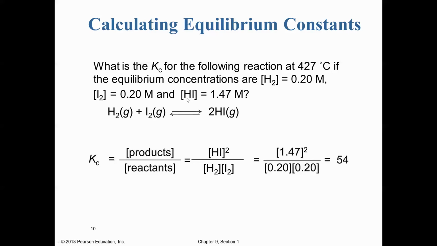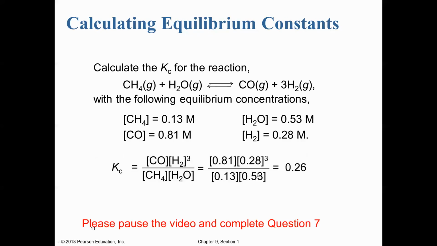Here's our concentration of our hydrogen iodide. So that's going to be 1.47, and we square that because of the 2 in our equation. And then we plug in our concentrations for our iodine and our hydrogen. And if we crunch all our numbers, we come out with a value of 54. So our value of Kc here is 54.